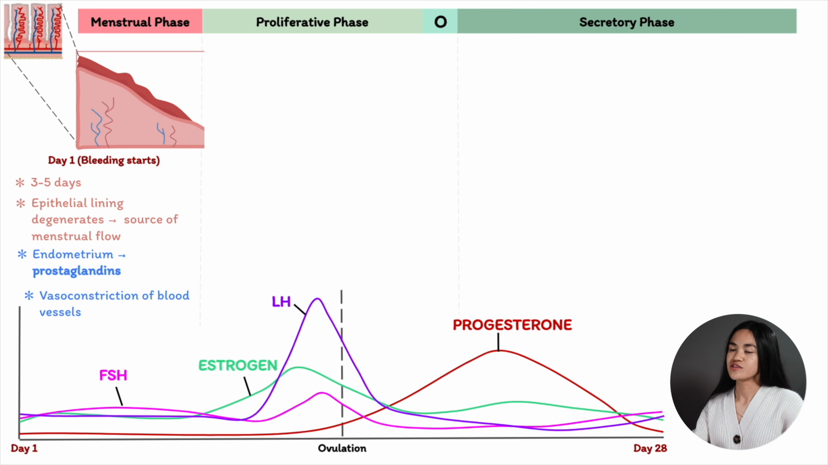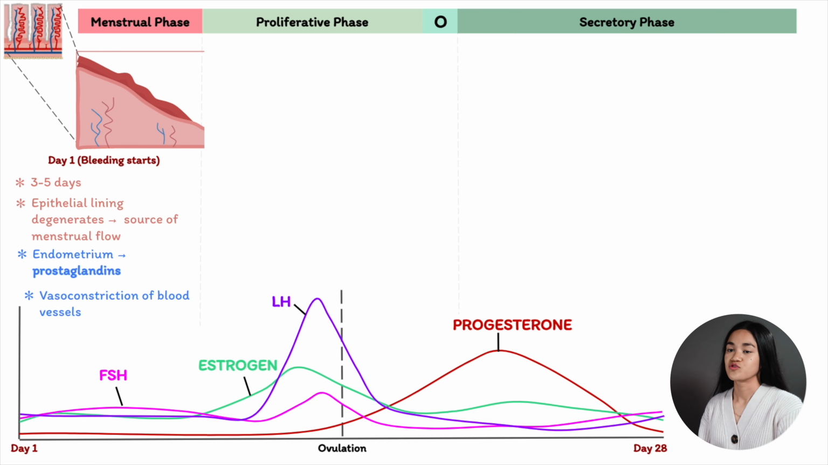So vasoconstriction of the blood vessels leads to necrosis of the endometrium. And the functional layer of the endometrium and walls of the capillaries rupture. And so after it contracts, blood comes from the damaged capillaries, and along with the necrosed epithelial cells are the source of menstrual flow. So menstrual flow is blood mixed with necrosed endometrium. Now the blood of the menstrual flow doesn't clot because there are proteolytic enzymes that destroy the proteins needed for coagulation of the blood, and that is how blood clotting is avoided.